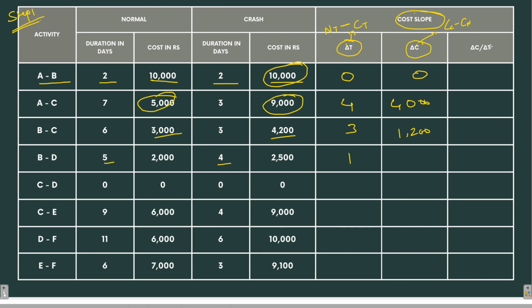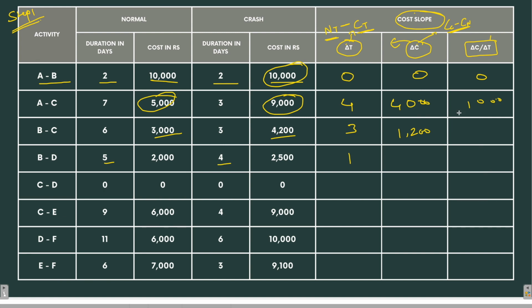Now this is called the cost slope. It is delta C by delta T. Delta C is the crash cost minus normal cost, and delta T is the normal time minus the crash time. We have to divide delta C by delta T. 0 by 0 gives us 0. 4,000 divided by 4 is 1,000. We'll fill the table like that.